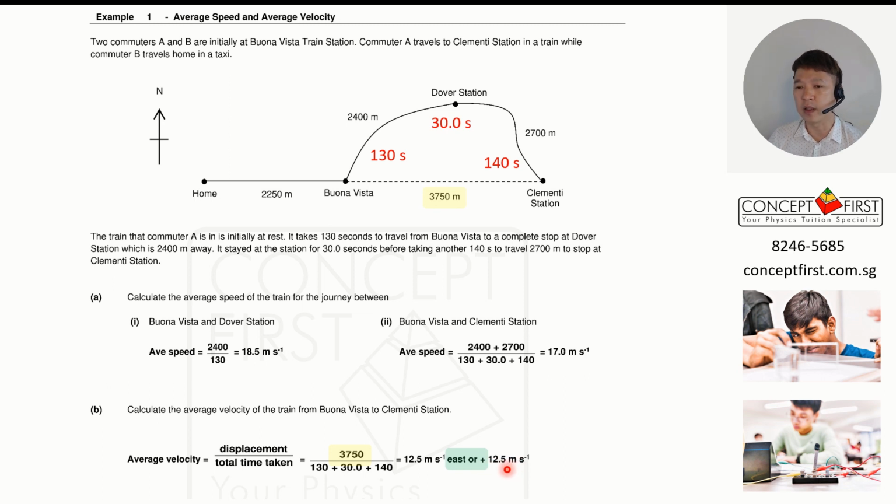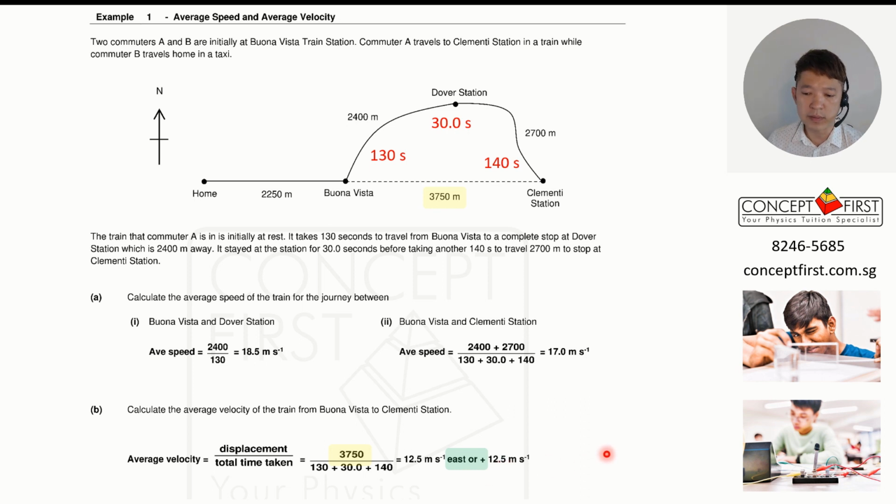Now why is it so? Because simply I have in this example chosen the right side direction or the eastward direction to be positive. Now the choice of which direction to be positive is completely arbitrary, which means there's no right or wrong. There's no rule saying that right side must be positive. I choose it out of pure random choice. I choose right side to be positive because in this case it is the most convenient, since Buena Vista to Clementi is towards the right. So I call right side positive, so I have a nice positive 12.5 value right here.